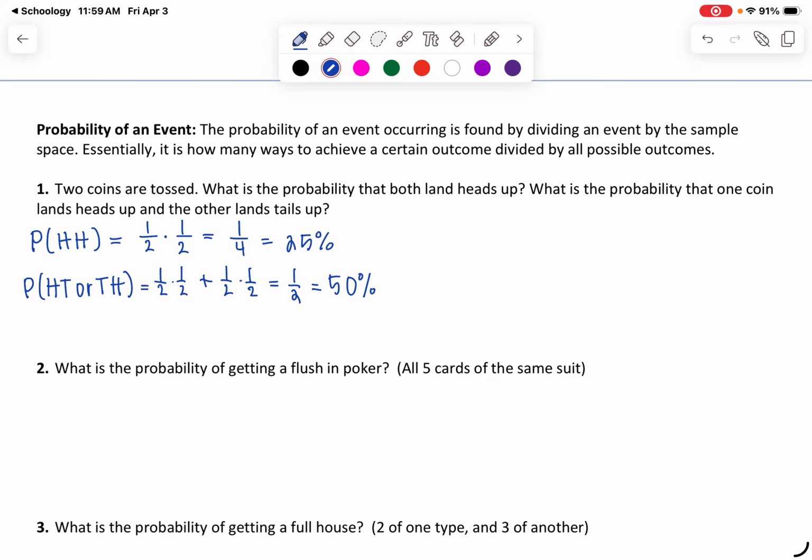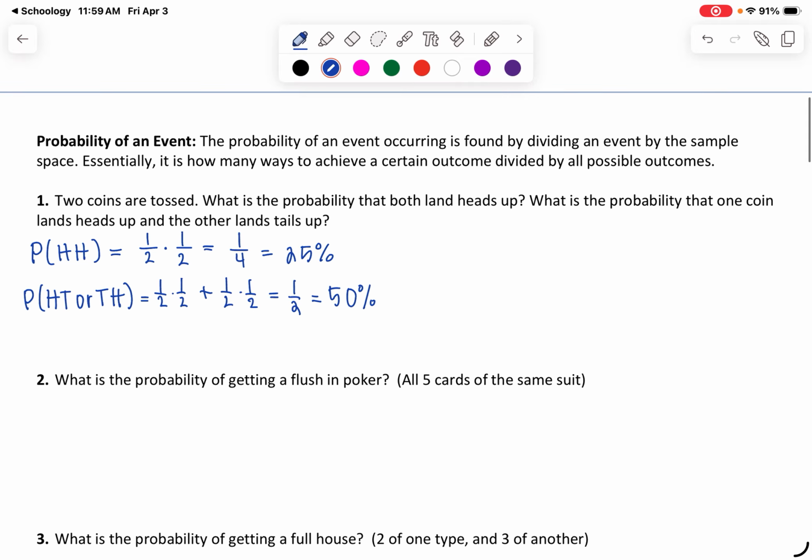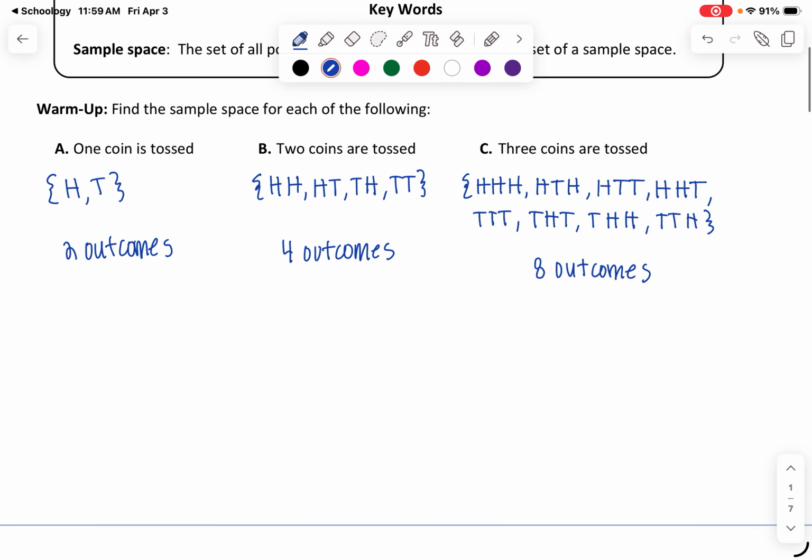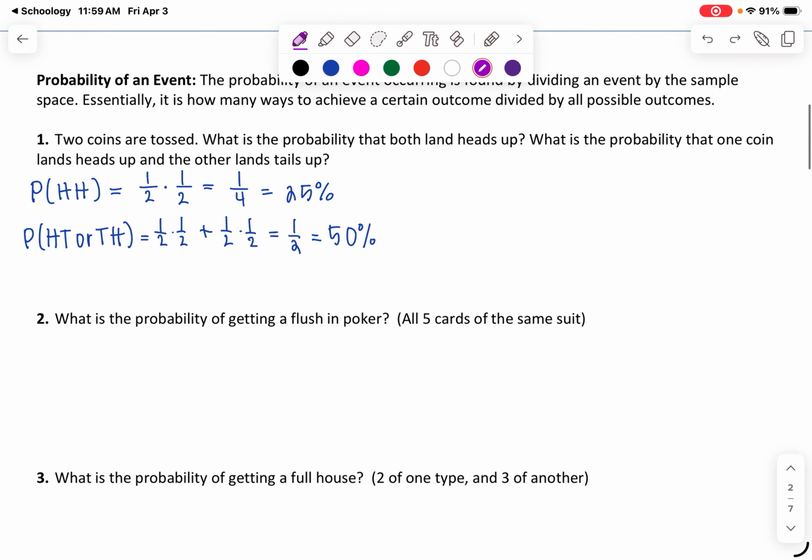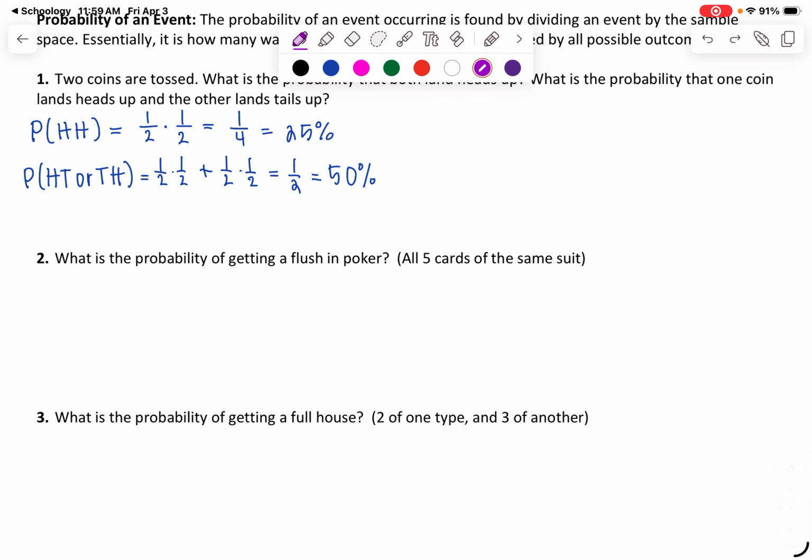And now if we look back at our sample spaces here, if it asks what's the probability of getting heads, heads, this is our 2 coin toss right here. Getting heads, heads, that's 1 out of 4. Getting heads, tails or tails, heads, that's 2 out of 4, a half. But this is the math that it comes from.